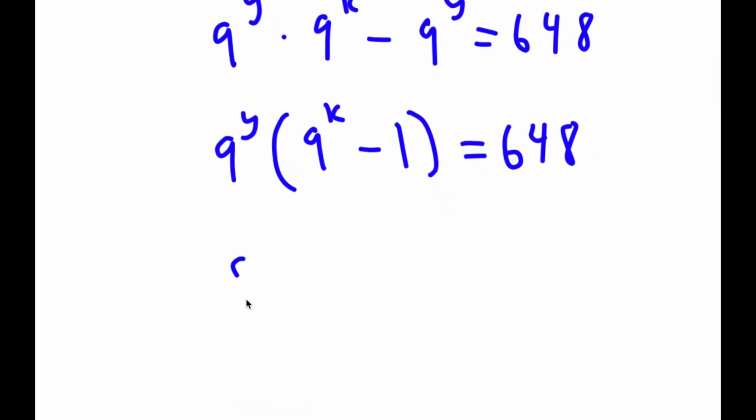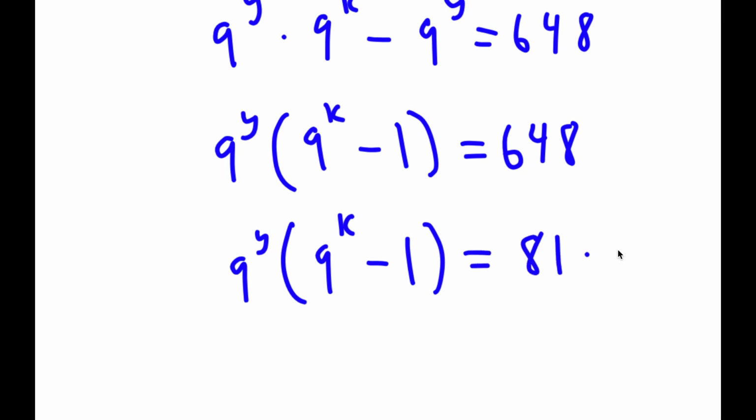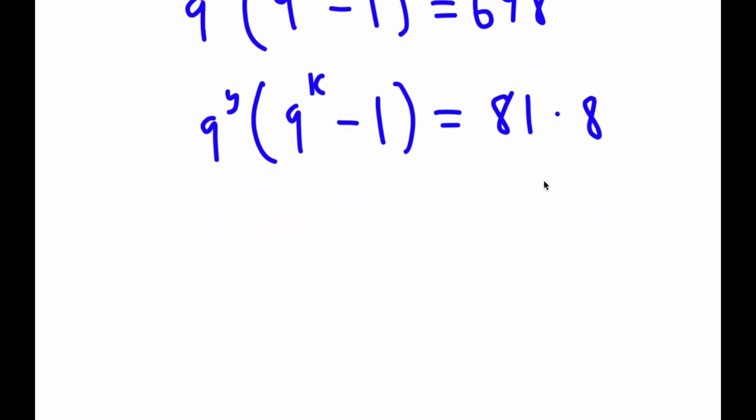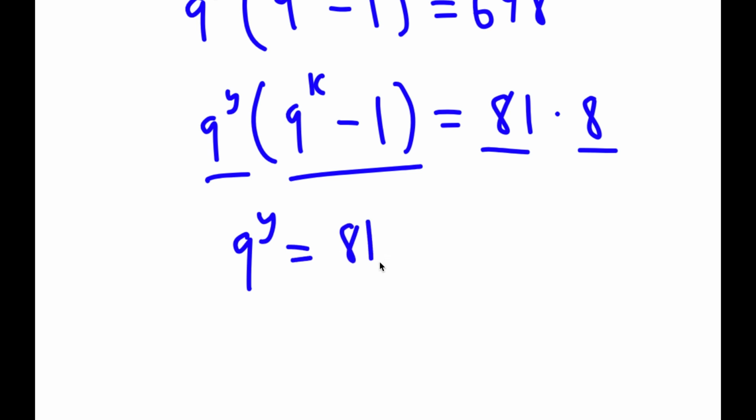Now 648, that's the same thing as 81 times 8. And if you notice here, 81 is an odd number, and 8 is an even number. So 9 to the power of y, that's obviously going to be an odd number, right? So we can say that 9 to the power of y is equal to 81, and 9 to the power of k minus 1, that's going to be an even number, because 9 to the power of k is an odd number, and an odd number minus 1 is going to be an even number. So we can say that 9 to the power of k minus 1 is 8. So now this gives me two equations. 9 to the power of y equals 81. 9 to the power of k minus 1 equals 8.